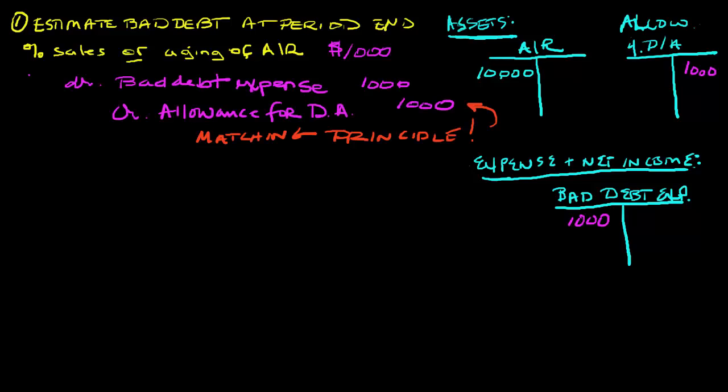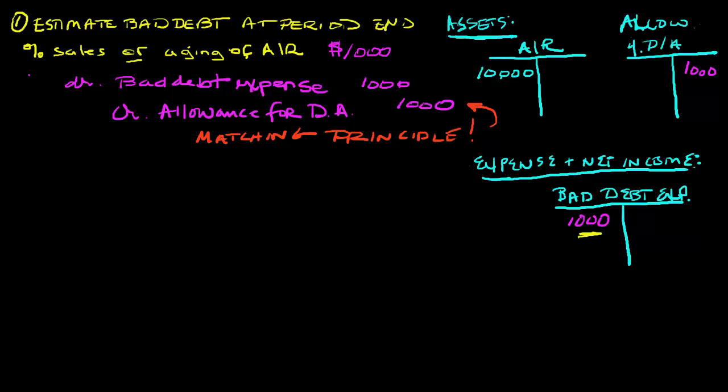Let's say the entry you have to record to recognize bad debt is equal to $1,000. You debit bad debt expense and credit the allowance for doubtful accounts for $1,000. Notice that you're reducing net assets by $1,000 and reducing net income by $1,000 because you're increasing expenses. This is the only time you'll make an entry to the expense account.